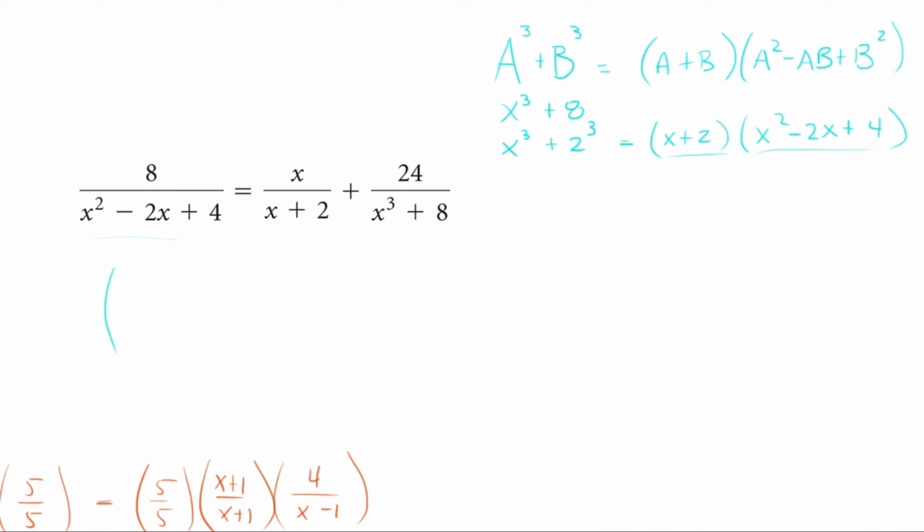Oh, I forgot to mention, you have to exclude the values in the denominator. x plus 2 cannot be equal to 0. Therefore, x cannot be equal to negative 2. Now, this factors into a complex number, so we don't have to worry about this one. And this one factors into these two terms, which we already know x cannot be equal to negative 2. So now, we begin by multiplying on the left side by x plus 2 over x plus 2.